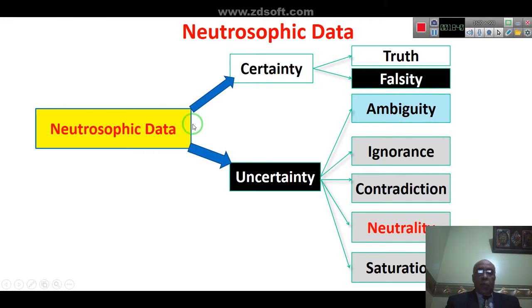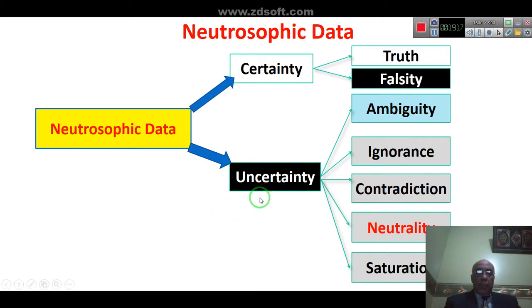Neutrosophic data contains certainty and uncertainty data. What is certainty data? When an element's belonging to a set is 0 or 1, that is, 1 true and 0 false. Uncertainty data belongs to the closed unit interval from 0 to 1, the degrees between 0 and 1.